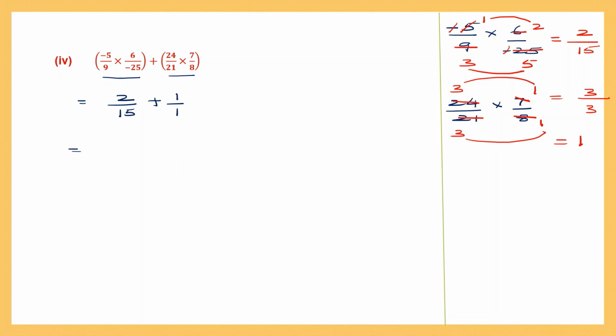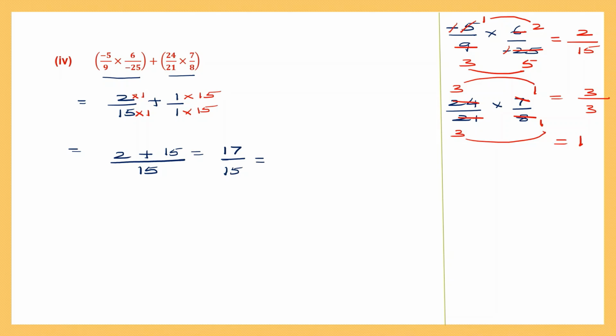So now let's work this out. The LCM will be 15. So let's begin. 15 into 1 is 15. So 2 into 1. 2 1s are 2 plus, take the other rational number, 1 into 15 is 15. So here this also you multiply by 15. 1 into 15 is 15. So what do we have here? 2 plus 15, which is 17 by 15.